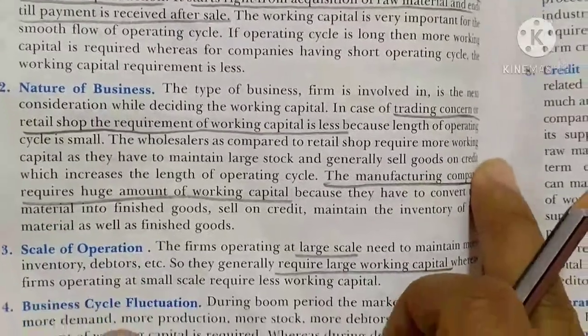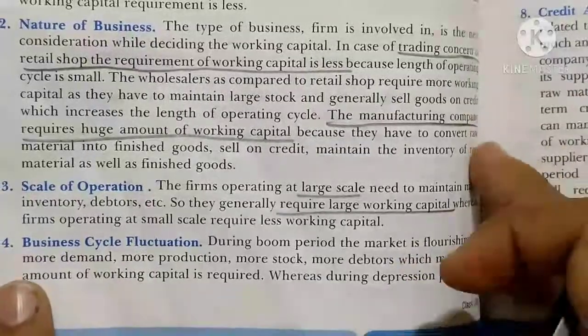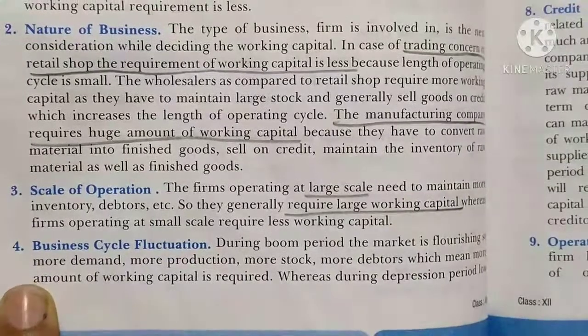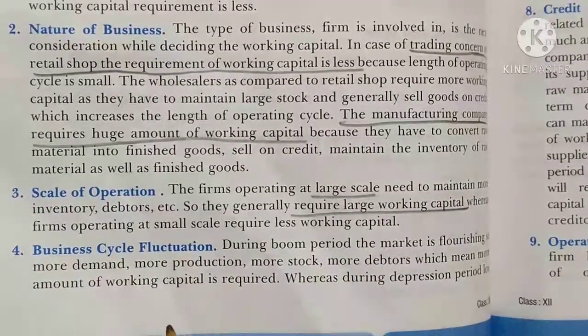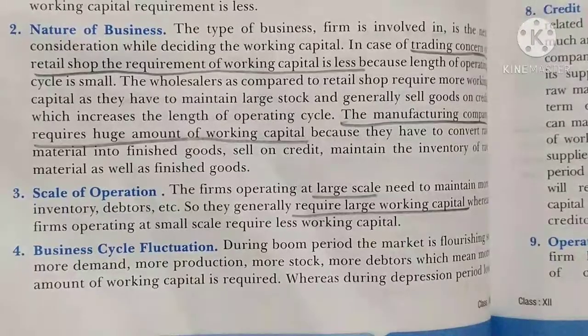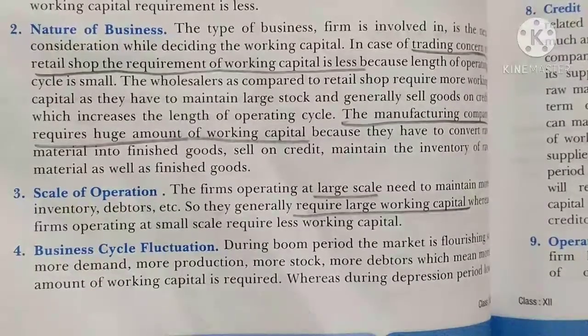Then we talk about scale of operation. It means a large scale business needs to maintain more inventory, debtors, etc., so they need large working capital. Whereas if it is a small firm, small scale business, then they need less working capital.